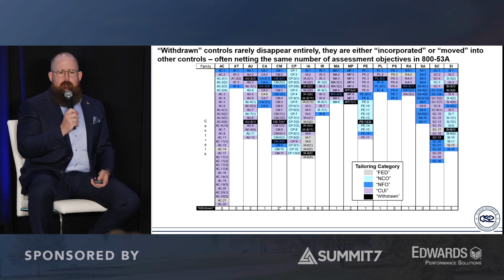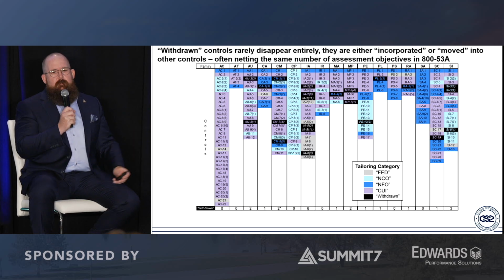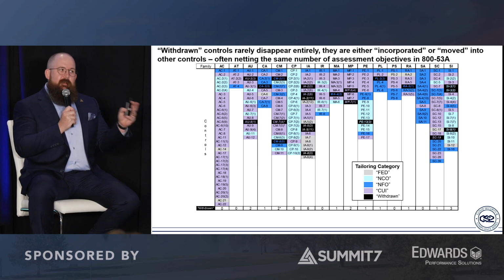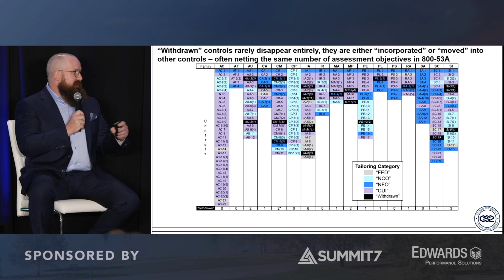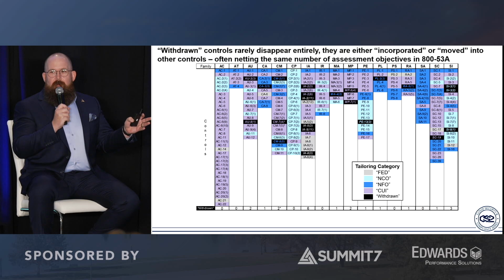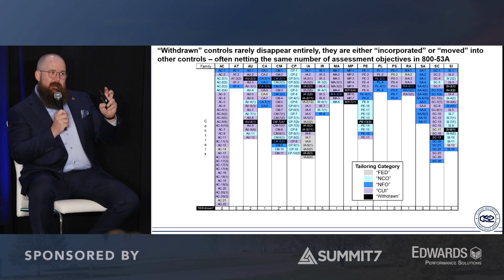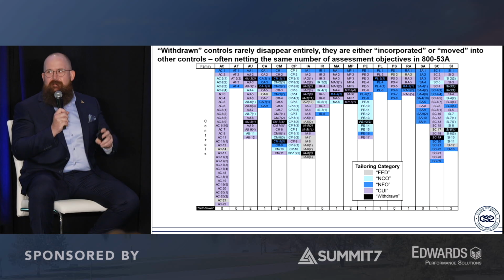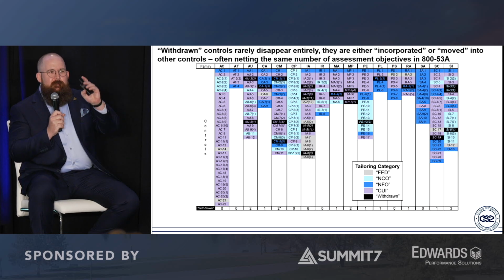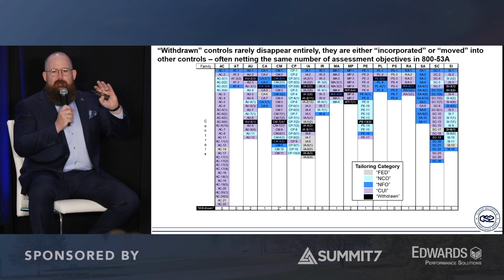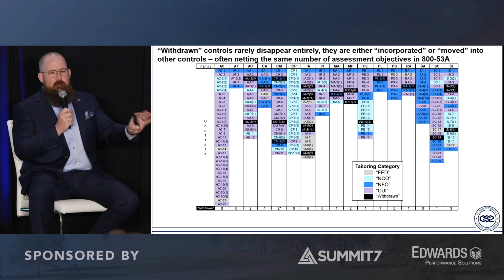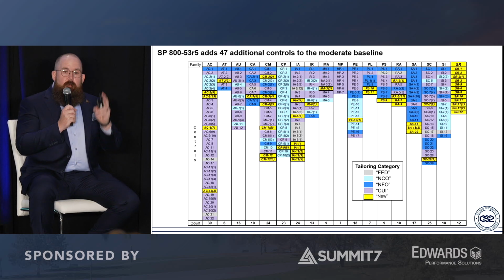So the first thing that they did was they changed this 853 baseline. Everything in black is the controls that they withdrew. Anybody that's read 853, anybody that's read 800-171 R3 draft knows that withdraw does not mean withdraw, right? It's NIST nonsense. It means that they took those control items and they shoved them into a different control. The law of conservation of NIST controls means once it shows up in the document, it never goes away. It just shows up somewhere else. Okay, so once they withdrew controls, now we've got all these new controls.